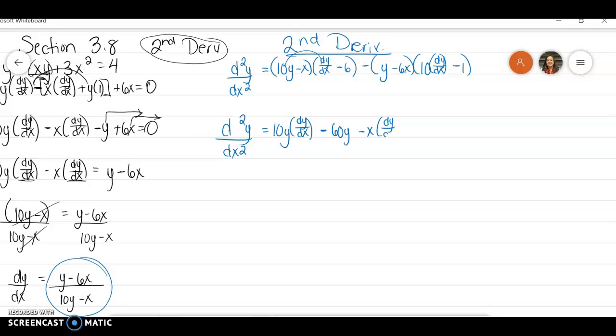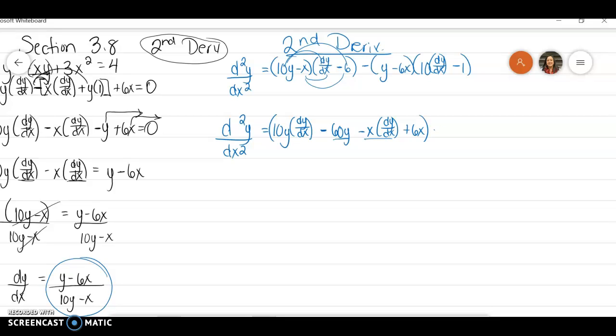dy over dx, and I should slow down. I got this middle part from multiplying 10y times negative 6, and this minus x dy over dx came from multiplying those two middle terms together. And then if I multiply those two last terms together, that's going to give me plus 6x. I'm going to put that in parentheses just to keep everything neat and in order.